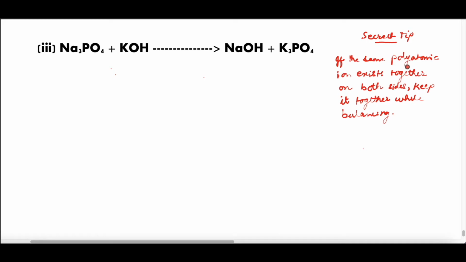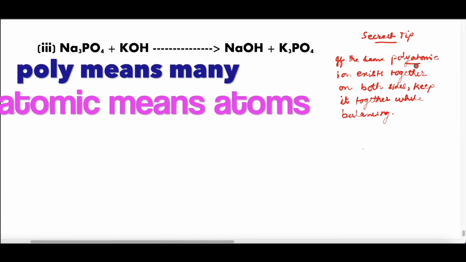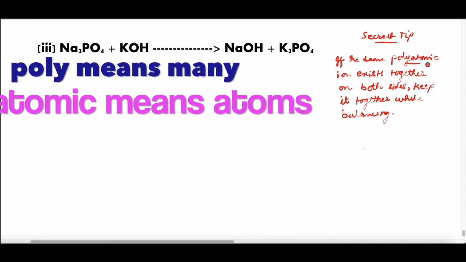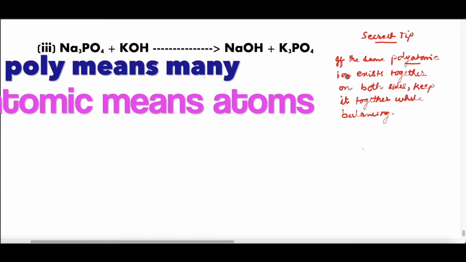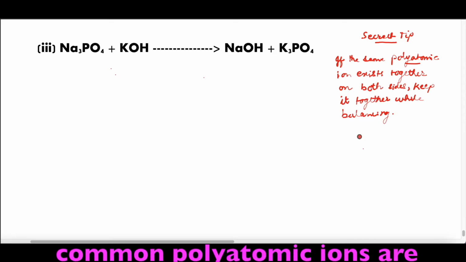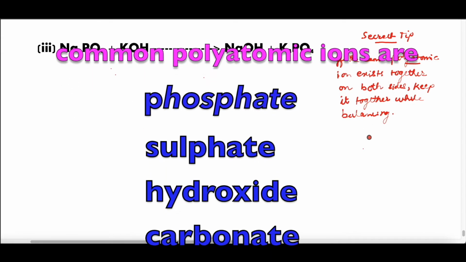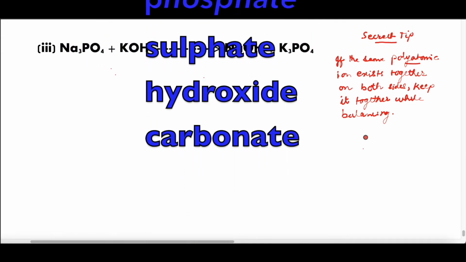balancing. Now what is this polyatomic ion? Poly means many and atomic means atoms. So polyatomic ion is an ion that contains more than one atom. This you have already studied in class 9 chapter 3, Atom and Molecules of NCERT book. So some of the common polyatomic ions are phosphate, sulfate, hydroxide, carbonate, etc.